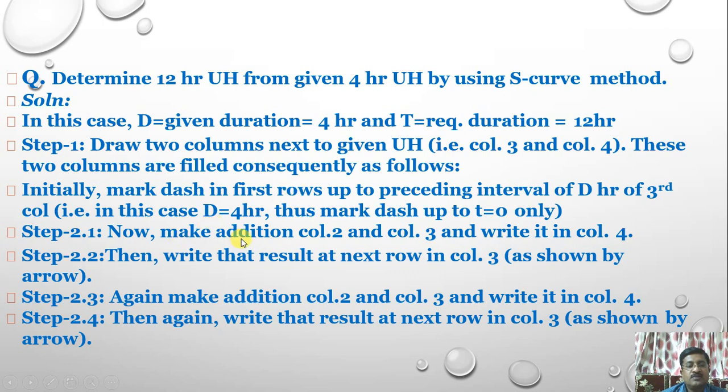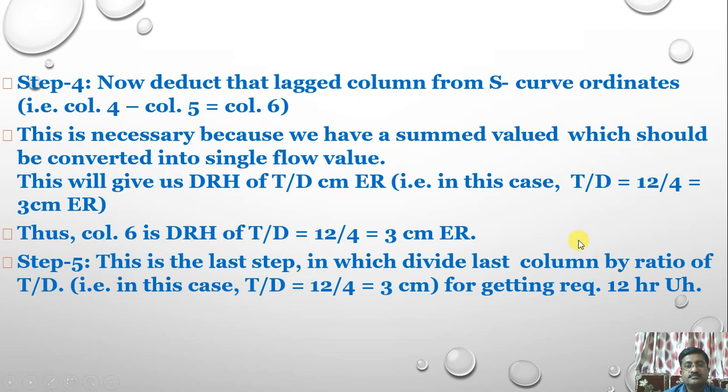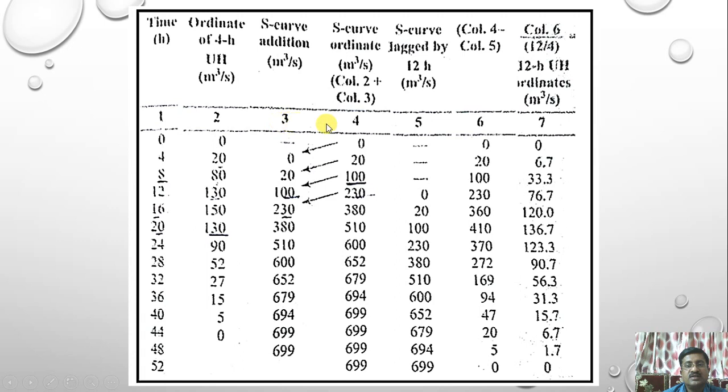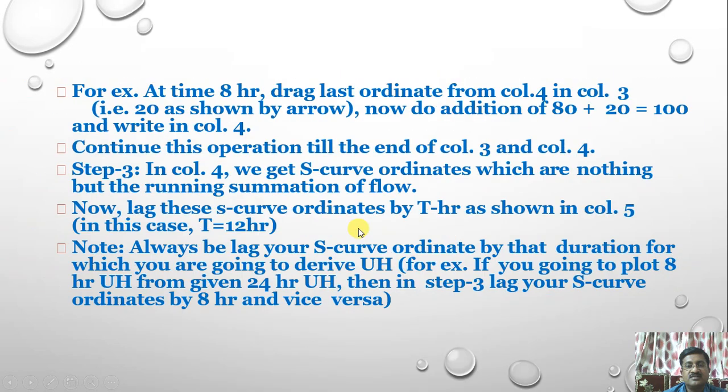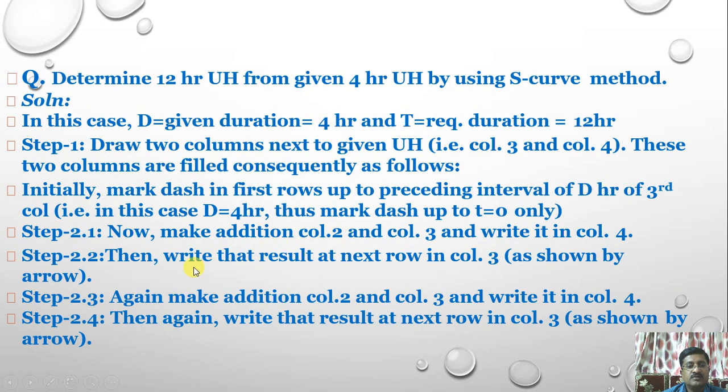Now make the addition of column 2 and 3 and write it down in column 4. Addition of column 2 and 3 is written here. Then write the result as the next row in column 3, as shown by the arrow.